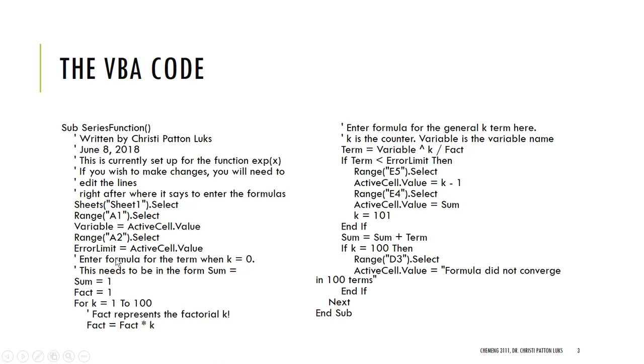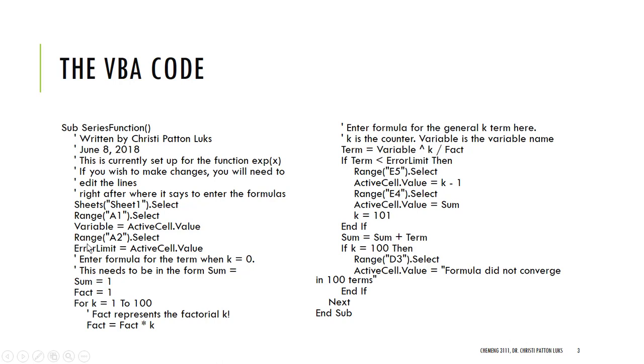So next what I've got is a series of things that are going to help me find the data in the spreadsheet. So we're going to first go to a sheet. The sheet is named Sheet 1 because that's the default. And I'm going to select that sheet and then select a cell. So the range is the cell name, and it's A1. And I'm going to select that. And the variable value, so x in e to the x, is going to be the value of that active cell, the one I just selected.